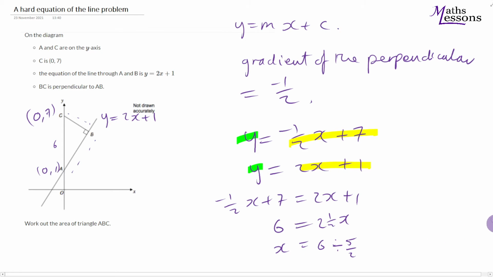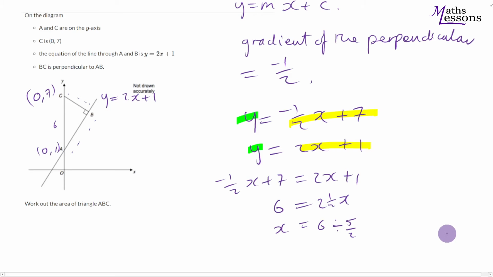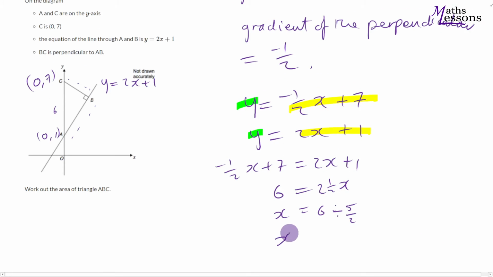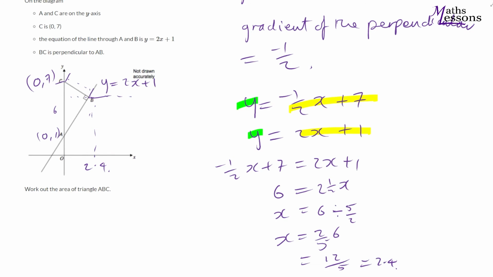Let's scroll down a little bit just to give myself a bit more space. So x will equal 2/5 of 6, which equals 12/5, or 2.4. Because I found that my x distance here is 2.4, that means this perpendicular height is 2.4 and my base is 6.